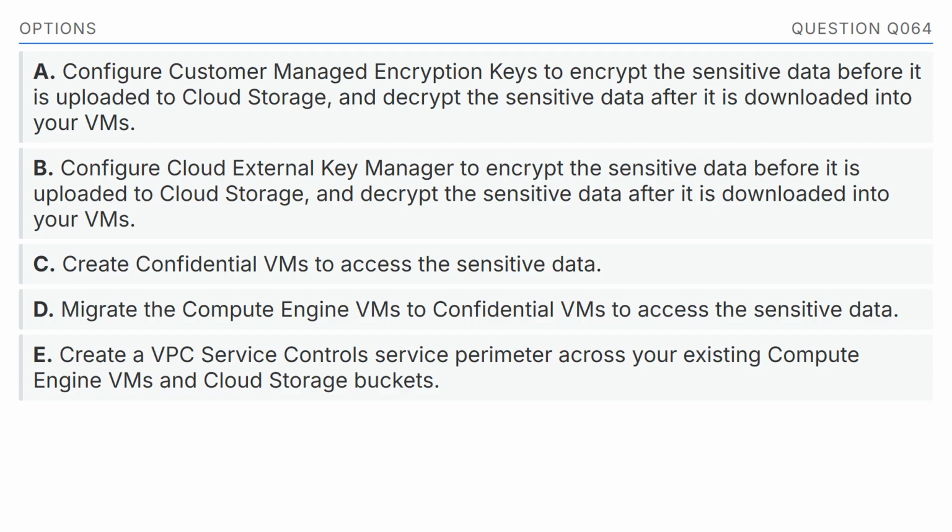Option C. Create Confidential VMs to access the sensitive data. Option D. Migrate the Compute Engine VMs to Confidential VMs to access the sensitive data. Option E. Create a VPC Service Controls service perimeter across your existing Compute Engine VMs and Cloud Storage buckets.